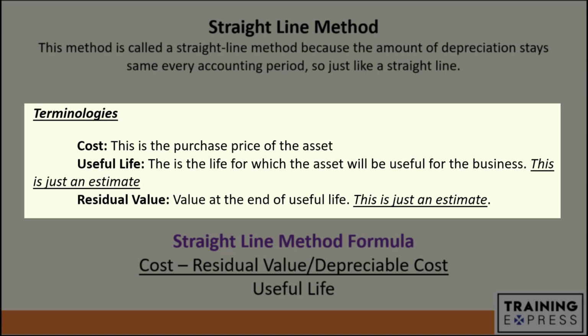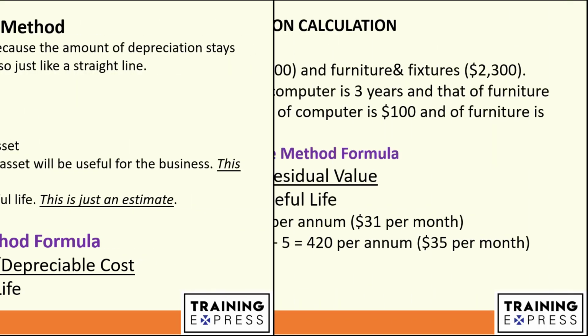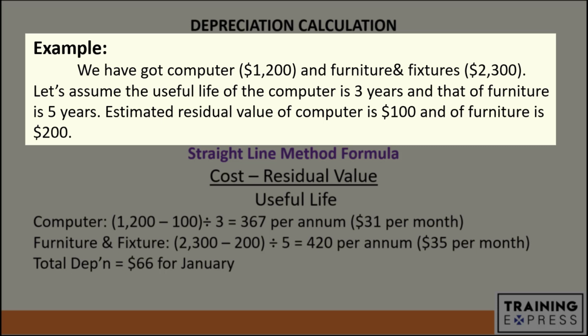Residual value. Value at the end of useful life. Again, this is just an estimate. The formula for straight line method is cost minus residual value, or depreciable cost, divided by useful life. Let's look at an example of depreciation.